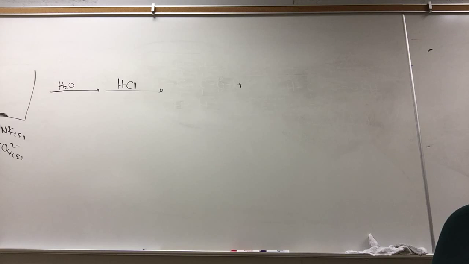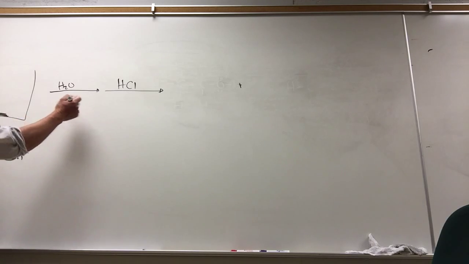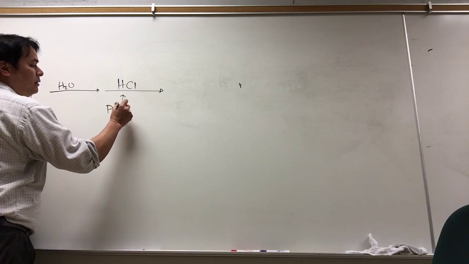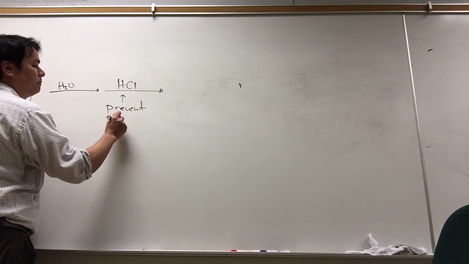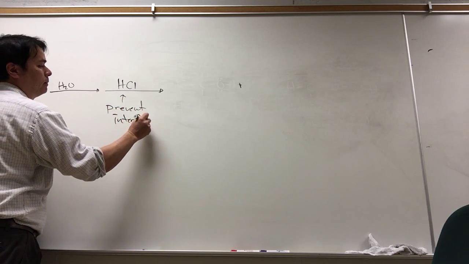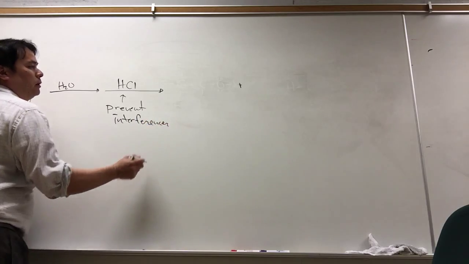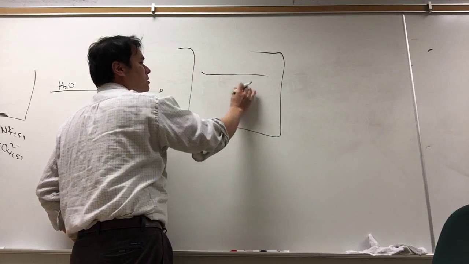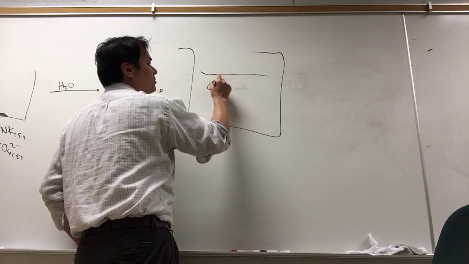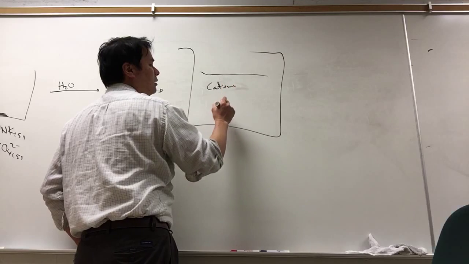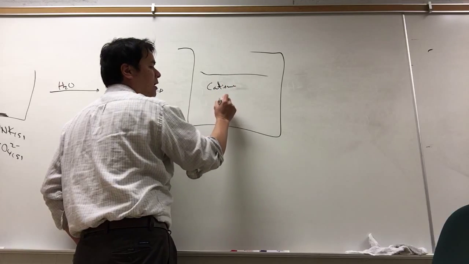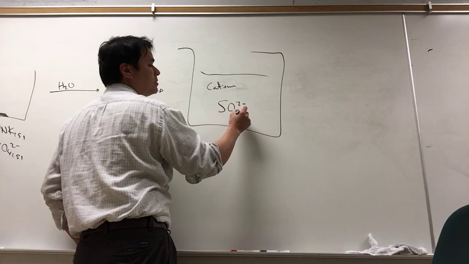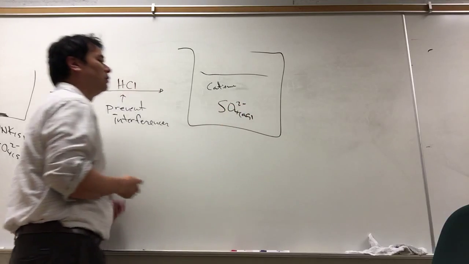And so you want to make sure. The purpose of the HCl is to prevent interferences, so we put it in there. But essentially what's going to happen is the water is going to dissolve your unknown. It's going to free up the ions. So we're going to have some cations. I don't know what they are, maybe one cation or multiple cations. But the important thing is we've freed up the sulfate. So now it's sulfate (aq).